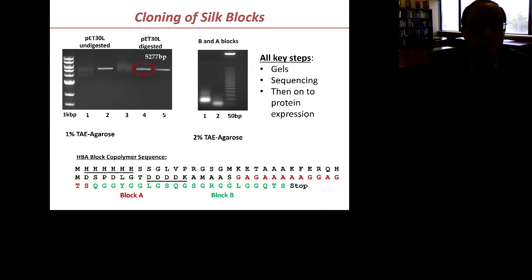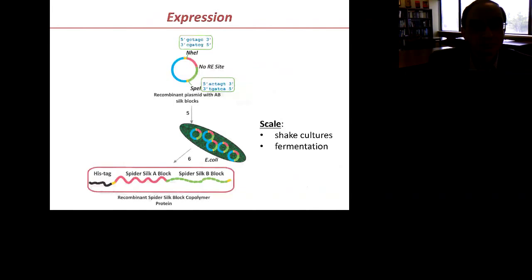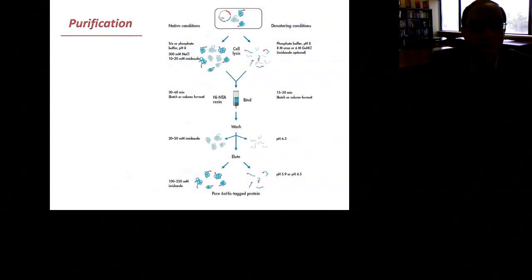And then these are taken on into cloning experiments in terms of expression. And that's what you see on this slide. These are transformed into E. coli with the appropriate scaling. We either use small shake flasks or we go to larger fermentation, depending on the yields that we need. And out of this comes the expressed recombinant spider silk block copolymers of various iterations based on what I showed you before. At this stage, we go through purification.